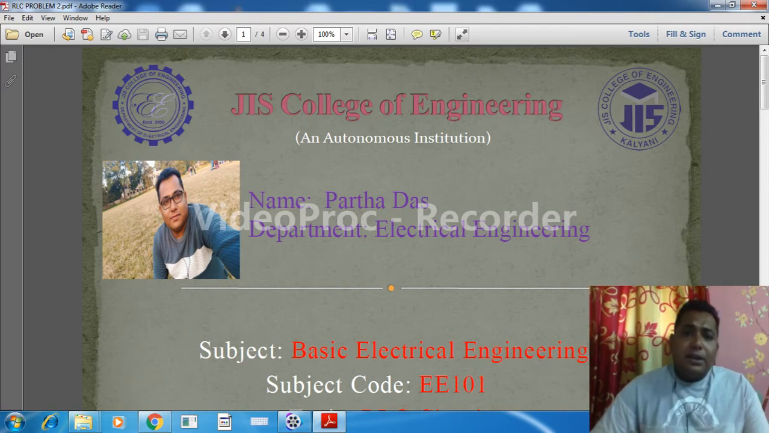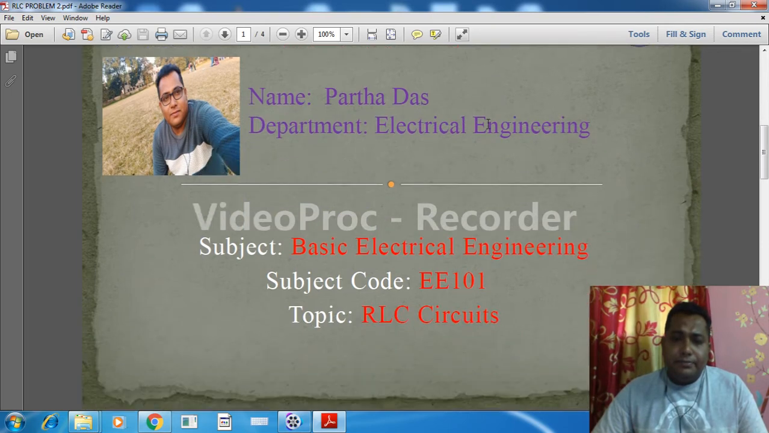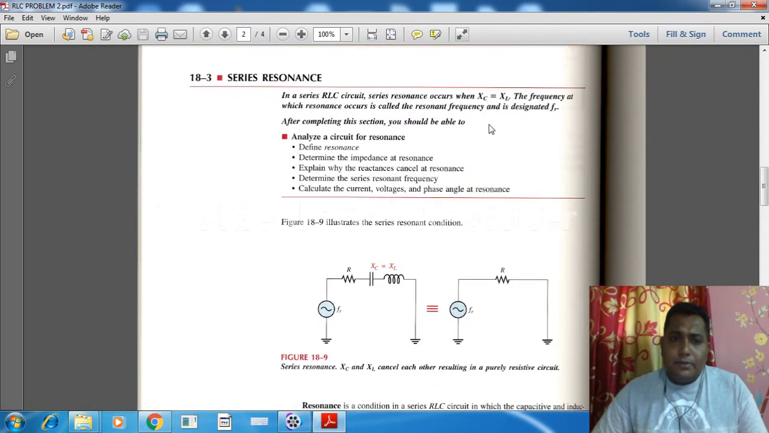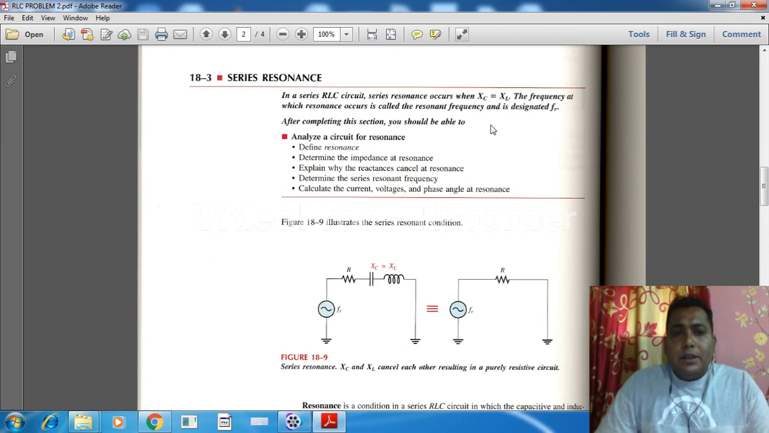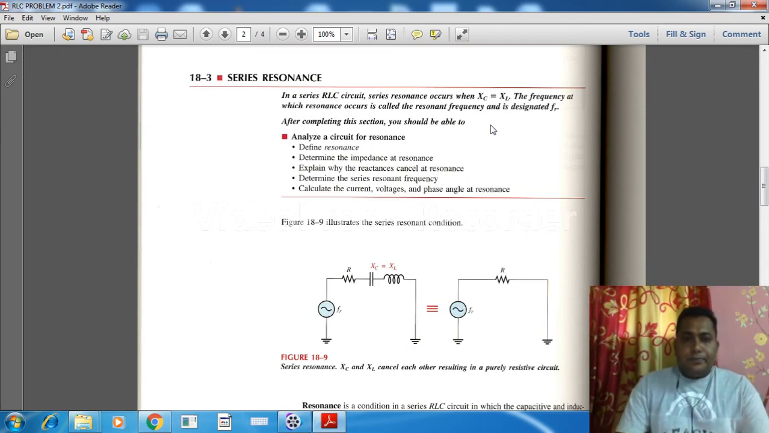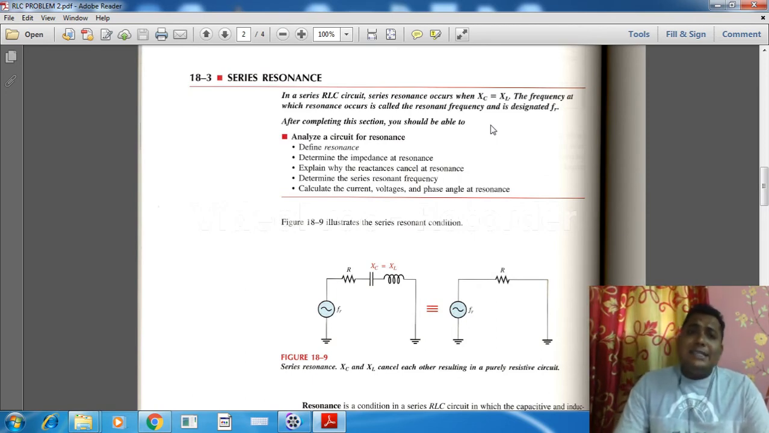So let us start with our presentation. Yes, series resonance. So first see what is written over here and what we are going to learn today. In a series RLC circuit, series resonance occurs when XL is equal to XC. The frequency at which resonance occurs is called the resonating frequency and is designated as F suffix R, small r.